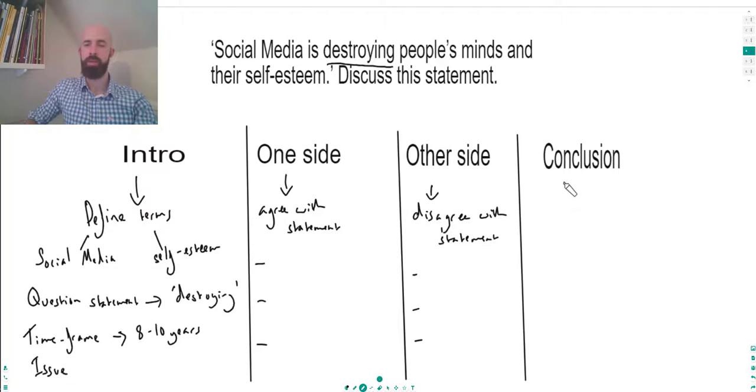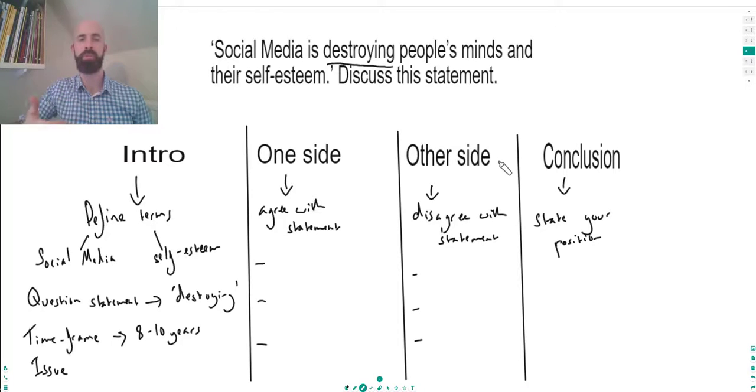Now finally, in your conclusion, you want to basically state your position at this point. So what is your position? Okay, it's important that you're not cornered by the statement. Don't feel that you have to either fully agree or fully disagree. You can take a refined position on this. So you could say, actually, I really do agree that social media is just completely destroying people's minds and their self-esteem, and I don't really see the positives of it, and I don't think they're very impactful.